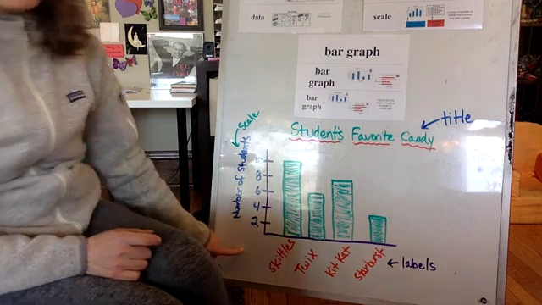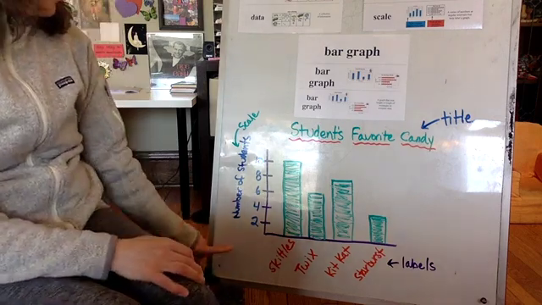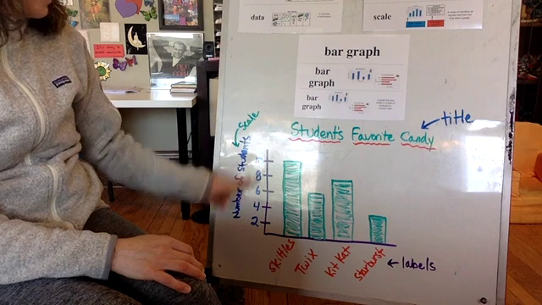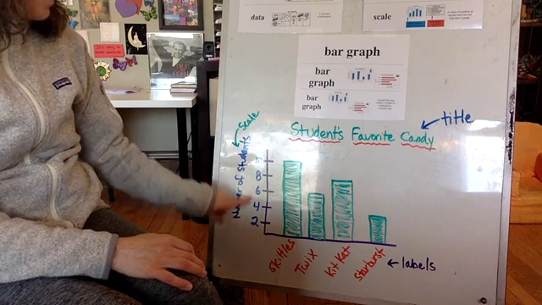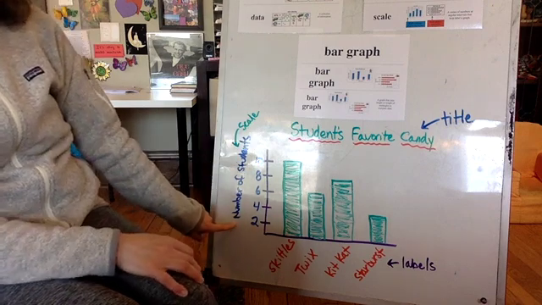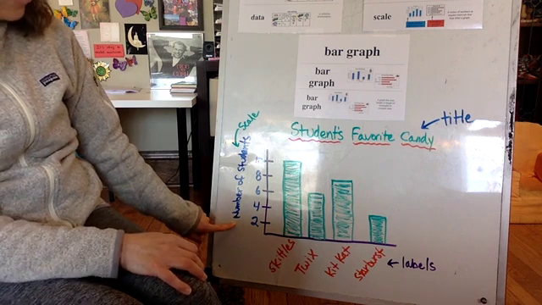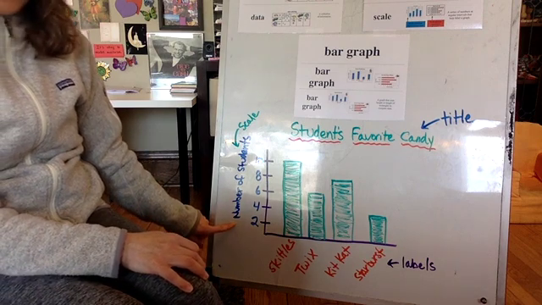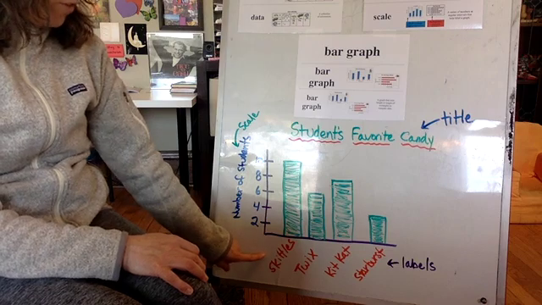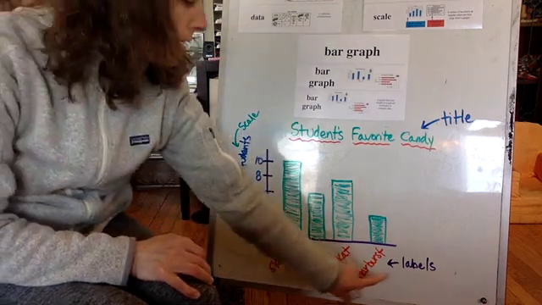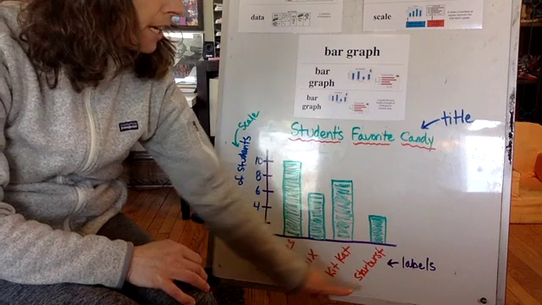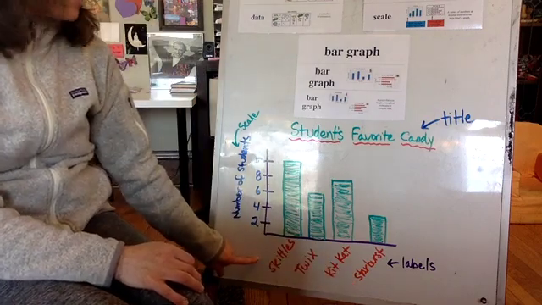So let's look at how you read a bar graph. Remember how I said right here on the side is the scale, and this scale has a title as well. It says number of students. These are the number of students that liked each kind of candy. Right over here are the labels, like I said earlier. These are the 4 different kinds of candy that we asked our imaginary students about.